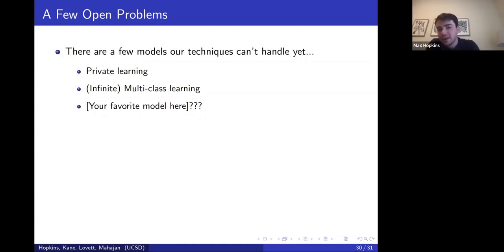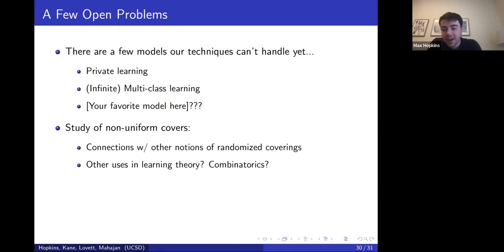This is open. And there are a huge number of learning models, and I'm sure that I've missed some that maybe people here study or are interested in. So, insert your favorite model. We cover a lot in the paper, but not everything. There are still a lot of models out there where either this equivalence is open or a more direct reduction is open.